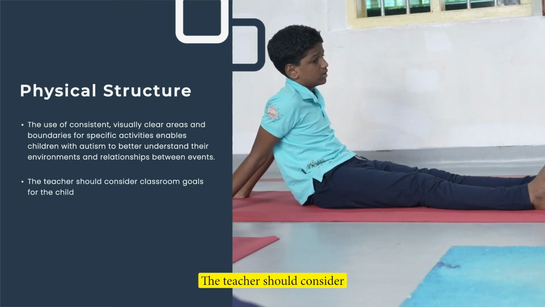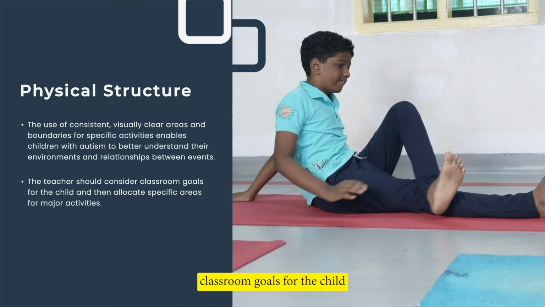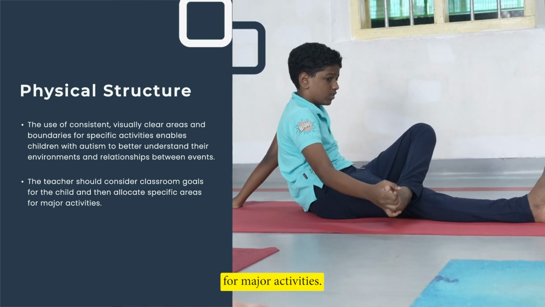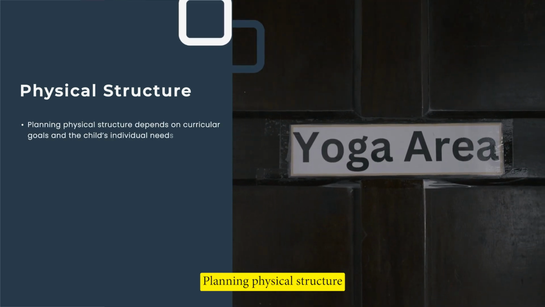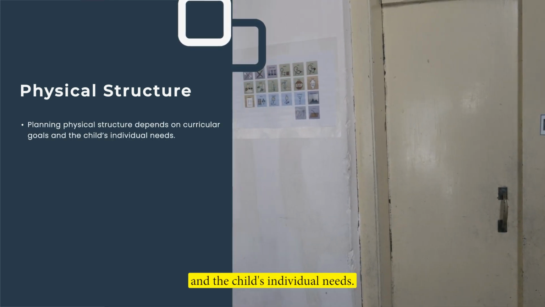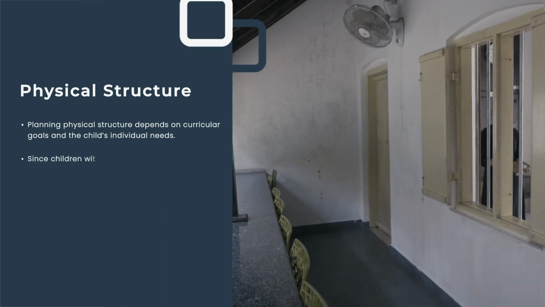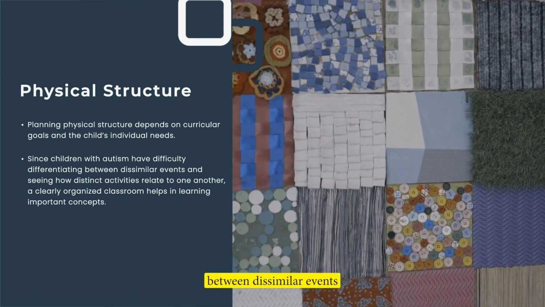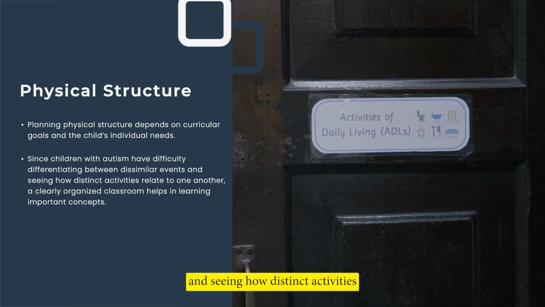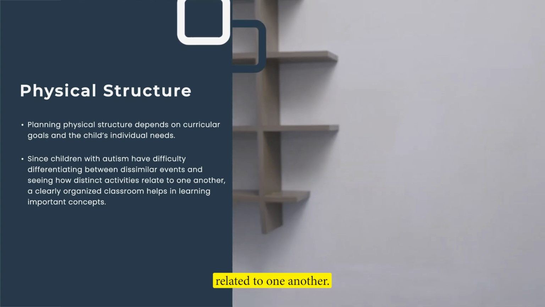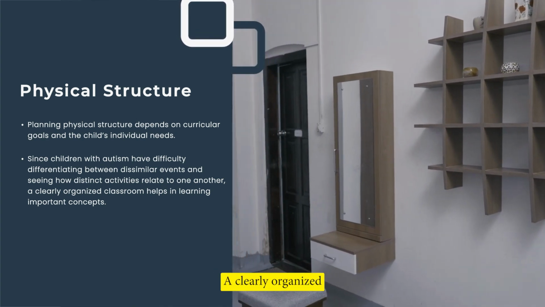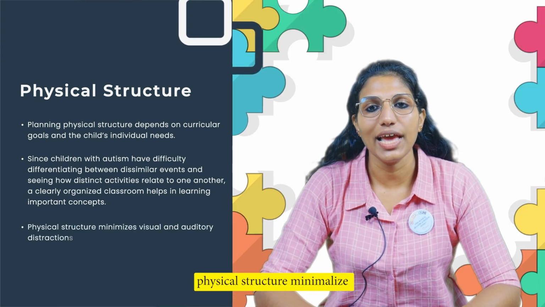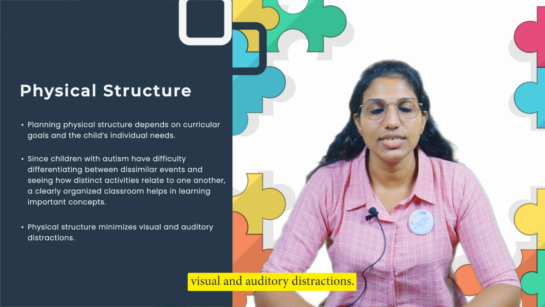The teacher should consider classroom goals for the child and then allocate specific areas for major activities. Planning physical structure depends on curricular goals and the child's individual needs. Since children with autism have difficulty differentiating between dissimilar events and seeing how distinct activities relate to one another, a clearly organized classroom helps in learning important concepts. Physical structure minimizes visual and auditory distractions.